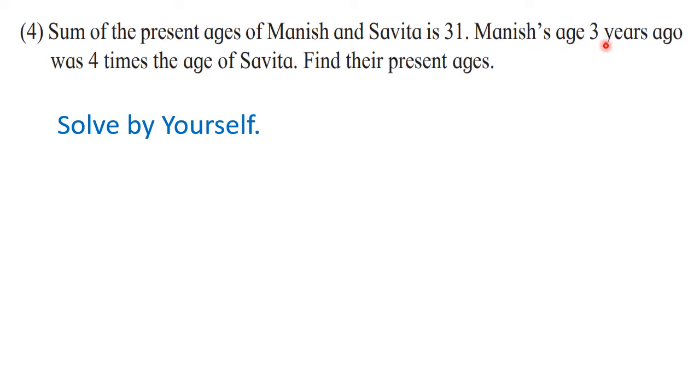Then Manish's age 3 years ago. 3 years ago means you are going to subtract 3. That means Manish's age will become x minus 3. And 'was' stands for equal to 4 times the age of Savita. So 4 times what? 4 into Savita's age at that time, which will be y minus 3. That you solve and you will get the second equation.